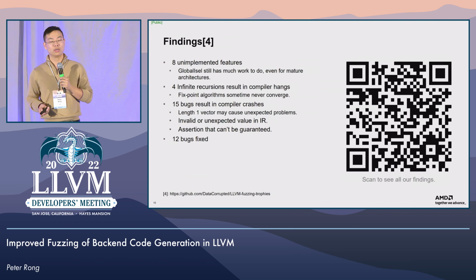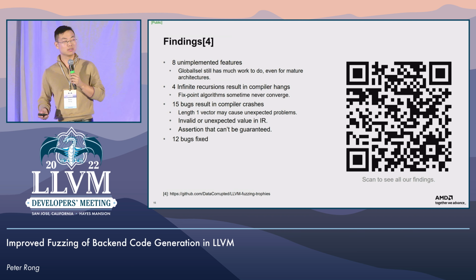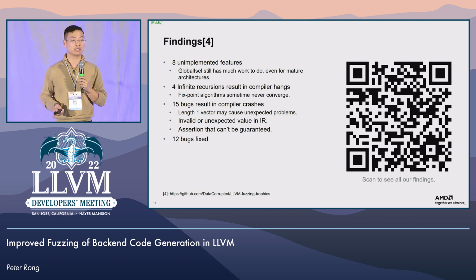Our finding here is that we have found 30 bugs in LLVM. 14 of them have been fixed. The slide is not updated; we just fixed 2 last week.